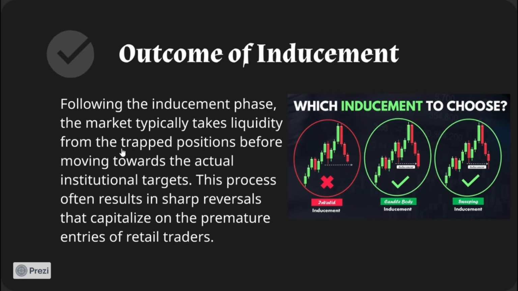So, the outcome of inducement. The market typically takes liquidity from those trap positions before moving towards the actual institution's target. So the market will form an inducement, you enter with that inducement, the market gives you a false signal, then it comes and hits your stop loss before moving on with the intended signal.